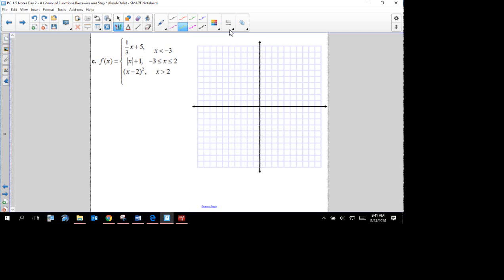-3 and +2. So if you like to have these lines separating, you don't have to, but I'm going to have one piece over here, one piece in the middle, and one piece over here. And they're in order in the equation, in the function over here. So we'll do the first one. In blue, it is a line. And I have to start with -3, and then it says less than. This one's going to be open or closed? Open.